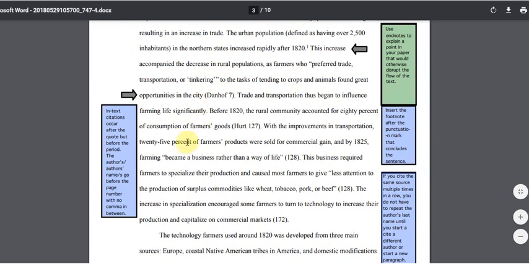Here we go. In-text citations occur after the quote. We saw that in that other video, but before the period. The author or authors' names go before the page number with no comma in between.